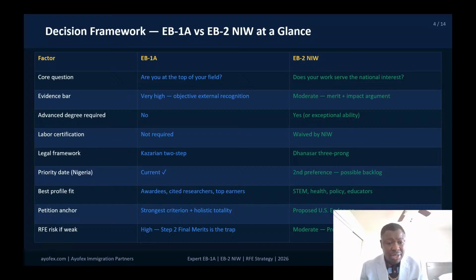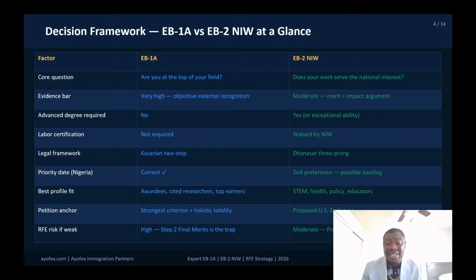NIW is concerned. RFE risk if weak. There is high RFE risk, especially in step 2, the final merit determination. I've seen recently a rise in RFEs in EB-1 and a rise in NOIDs, that is notices of intention to deny, from USCIS in EB-1. Why? Because people with borderline cases, borderline profiles, because of the backlog, are going for EB-1A, when they would have been better going for EB-2 NIW.